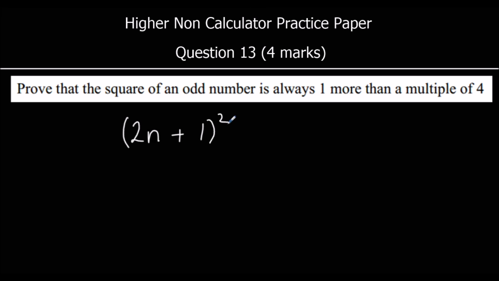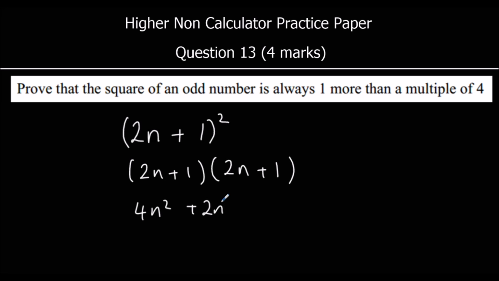So 2n plus 1 squared means 2n plus 1 times 2n plus 1. 2n times 2n is 4n squared. 2n times 1 is 2n. 1 times 2n is 2n. And 1 times 1 is 1. So we've got 4n squared plus 4n plus 1.